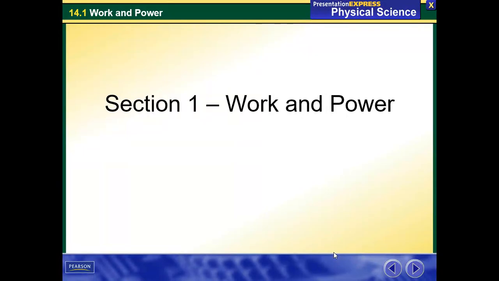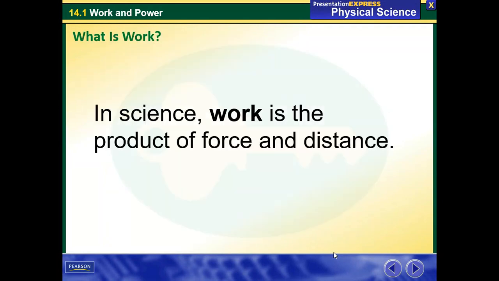And some of it should sound familiar because you did hit on some simple machines when you were in junior high, such as a lever and pulley. And we're going to go in a little bit more detail about that. So our first section, we're going to cover work and power. We're going to first define work and then power.